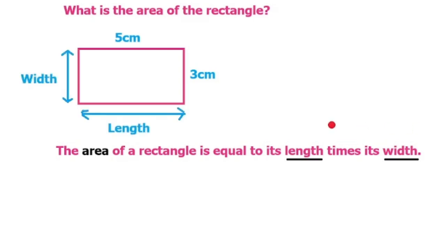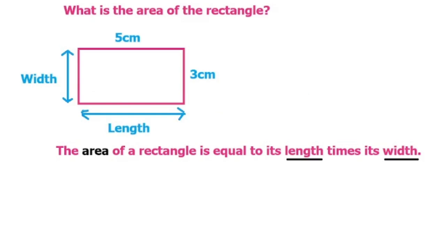As I mentioned, this is the width and this is the length. So this side is 5 centimeters, so we know that this side is also exactly 5 centimeters. And this side is 3 centimeters and this side is also exactly 3 centimeters. Okay, so that's just something to keep in mind when you're solving these kinds of problems.